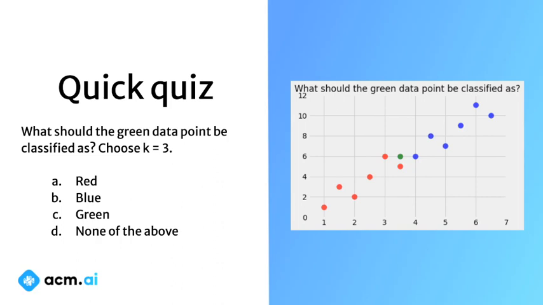Yeah. So if you want to draw a little circle around this, you can look at the three nearest points. So in this case, we got two red and one blue. So it's 2 red versus 1 blue. So yeah, the correct answer is red. Thank you so much for that.